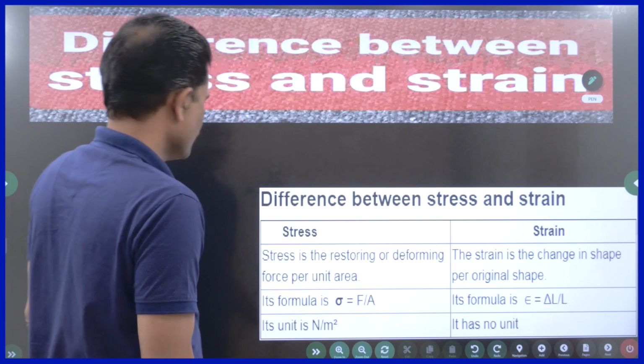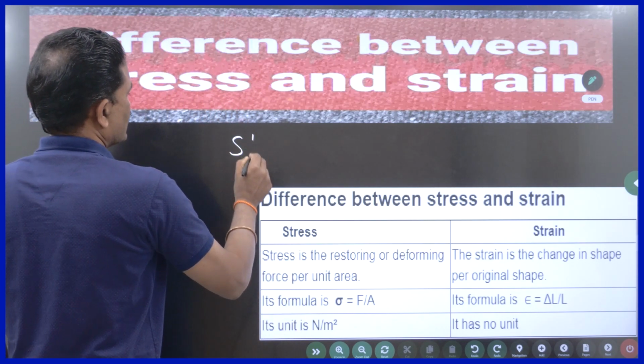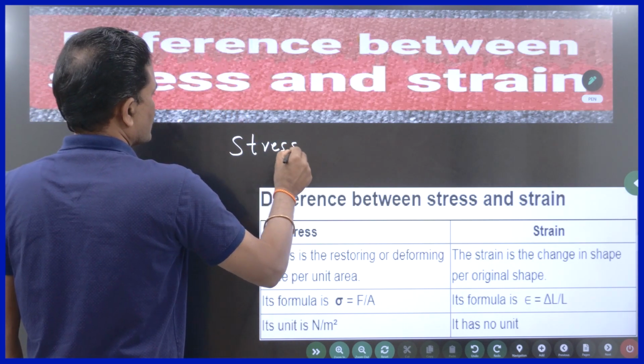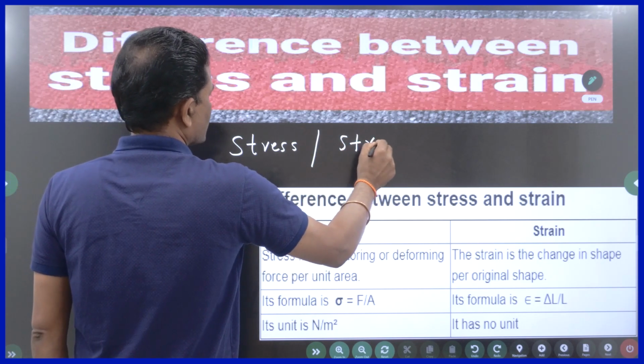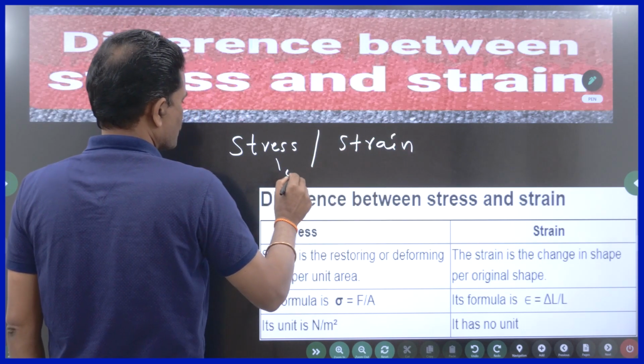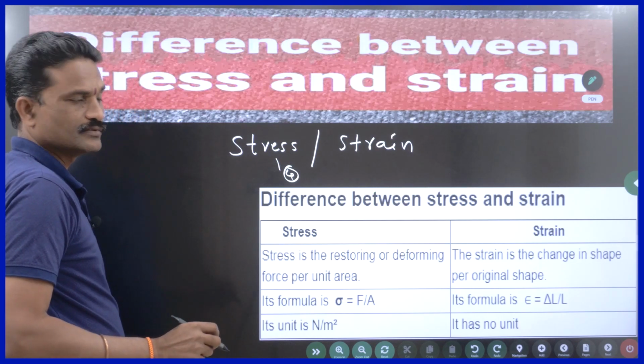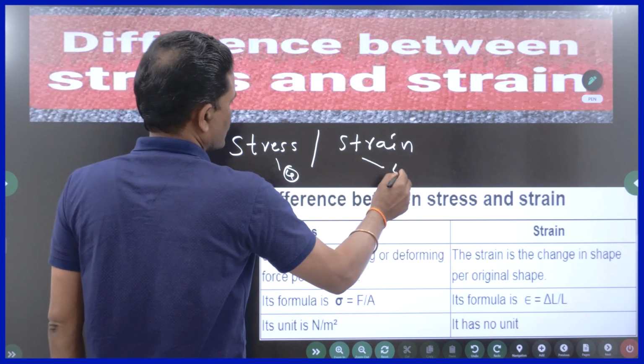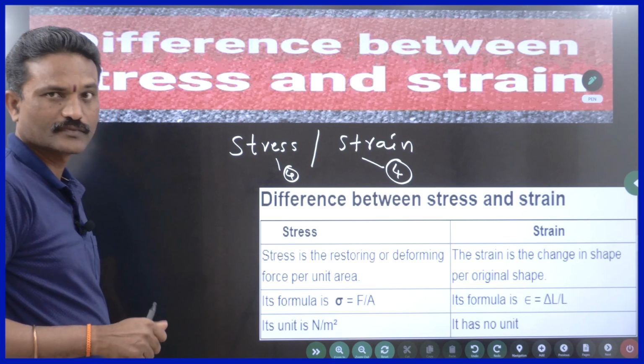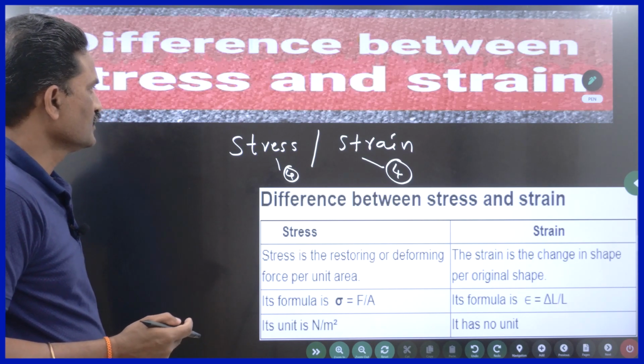Now, there are two words that you have to learn in this chapter. One is called stress, the other one is called strain. So, one 4 marks question is related to stress and another 4 marks question is related to strain. What do you mean by stress?